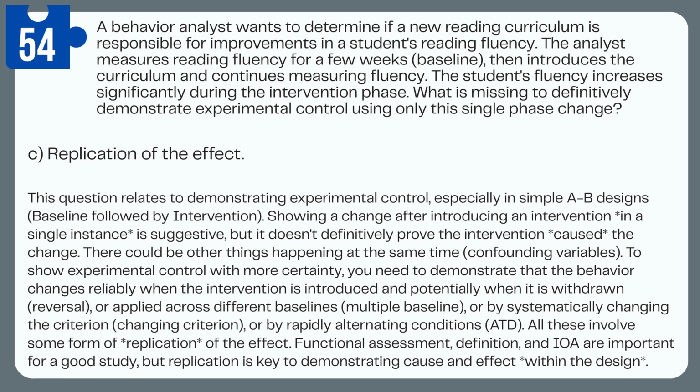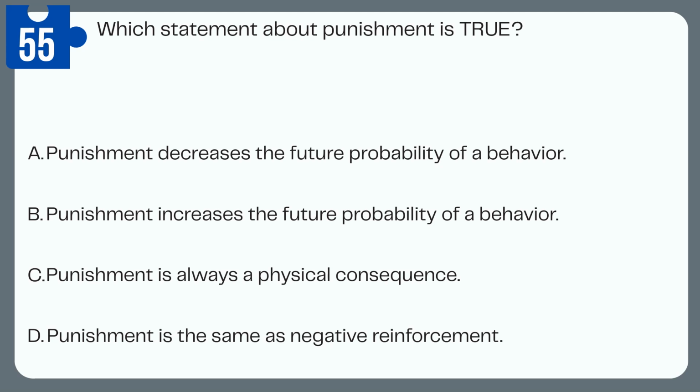Question 55. Which statement about punishment is true? A. Punishment decreases the future probability of a behavior. B. Punishment increases the future probability of a behavior. C. Punishment is always a physical consequence. D. Punishment is the same as negative reinforcement.